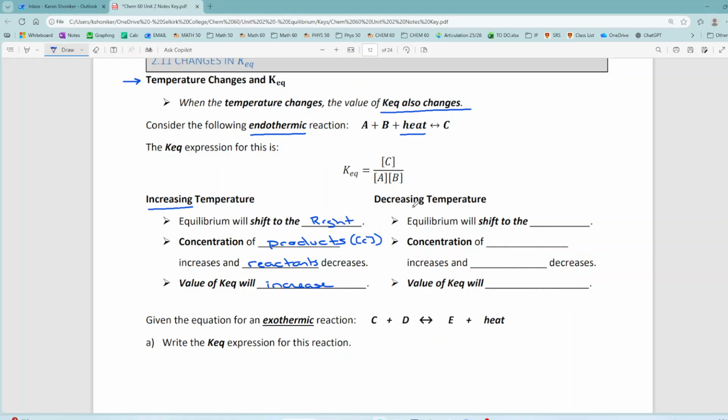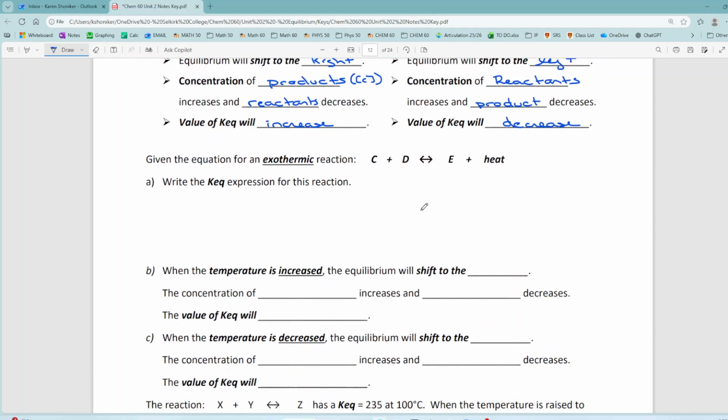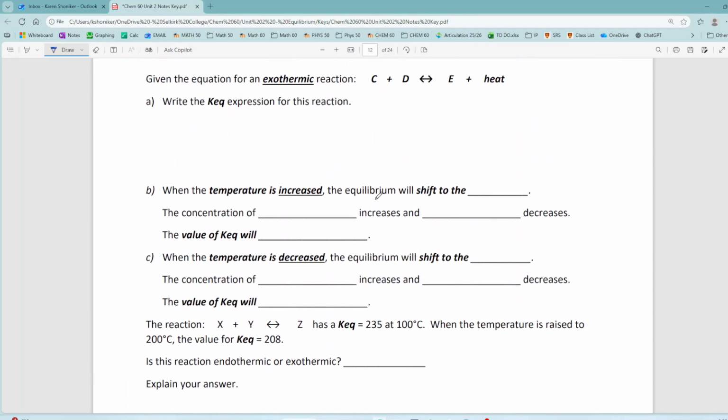If you were to decrease the temperature, the equilibrium would shift to the left and the concentration of the reactants will increase and the concentration of the product will decrease. If you decrease the concentration of the product and increase the concentration of the reactant, then the value of KEQ will decrease. And as long as you stay at that stable temperature, you're going to have a new KEQ at that temperature. So here's another example that I want you to try.